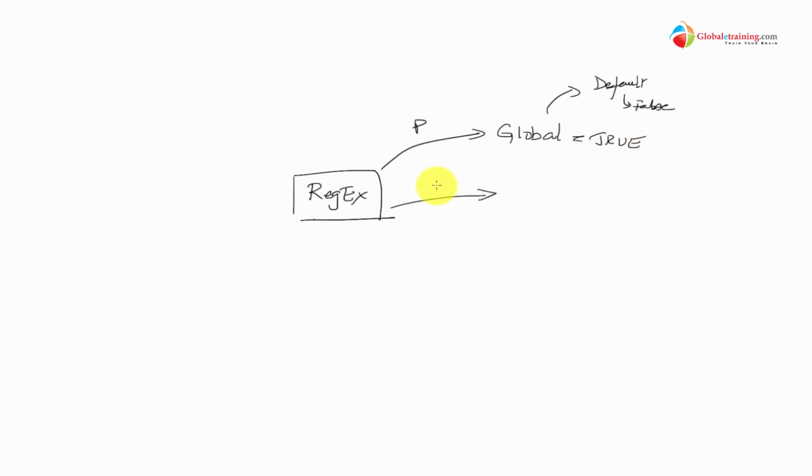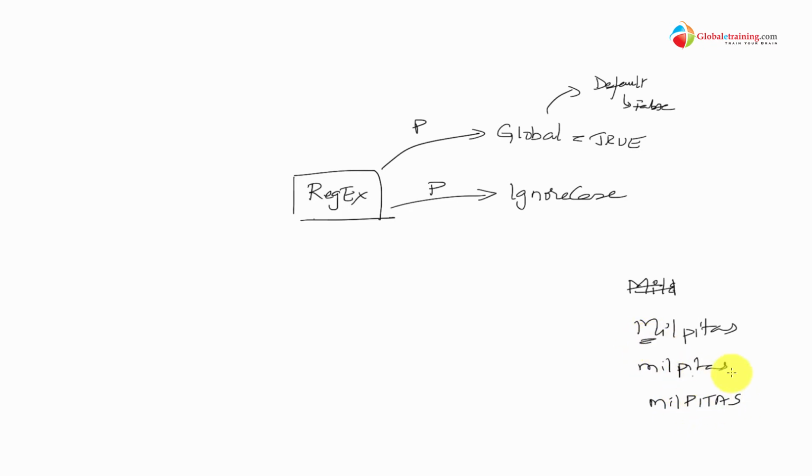The next property is ignore case, meaning when you give a search criteria to a regular expression, do you want to ignore the case or not? For example, let's say you have the string "mil petus" written with an uppercase at the start, and a few uppercase letters elsewhere. If you don't care about the case and want to match any such instance, then you would set this to true.